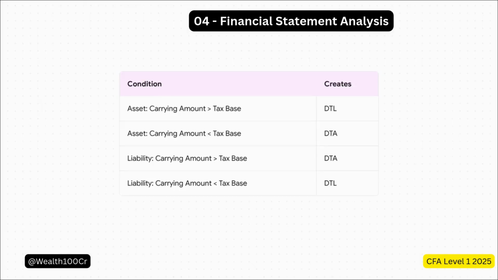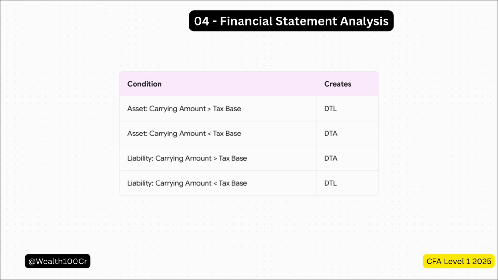Okay, now pay close attention to this one. Seriously, screenshot this, write it down. This is your exam day lifesaver. It looks a little complex, but the logic is actually super simple once you get it. Let's just focus on assets for a second. If an asset's value on the accounting books, the carrying amount, is more than its value for tax purposes, the tax base, what does that mean?